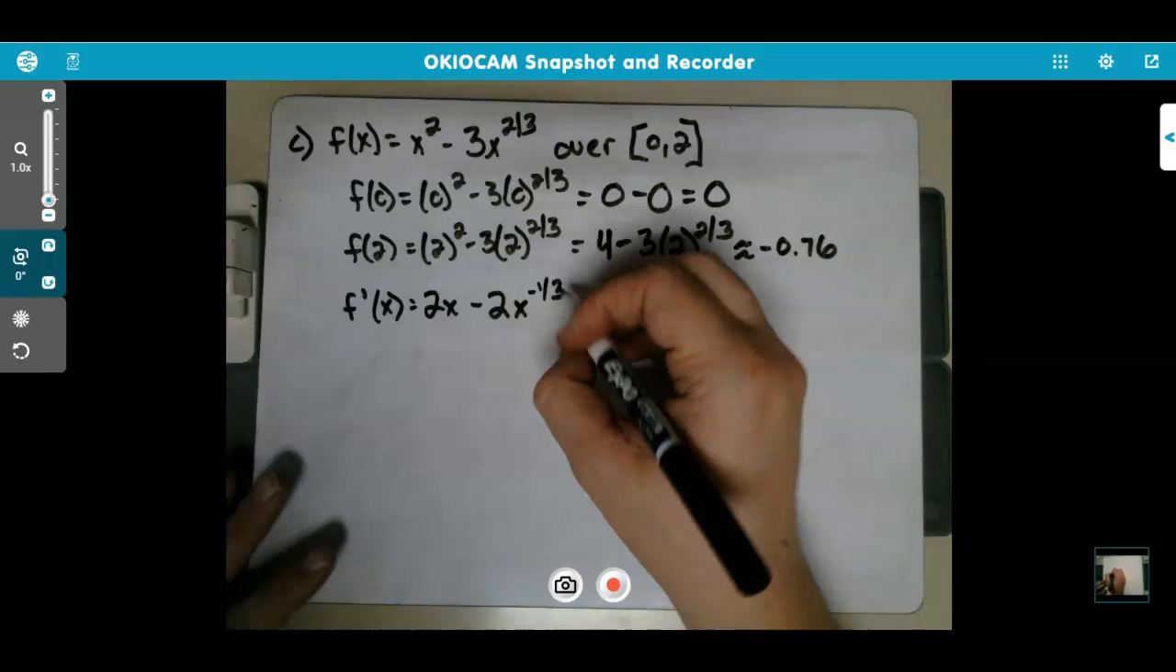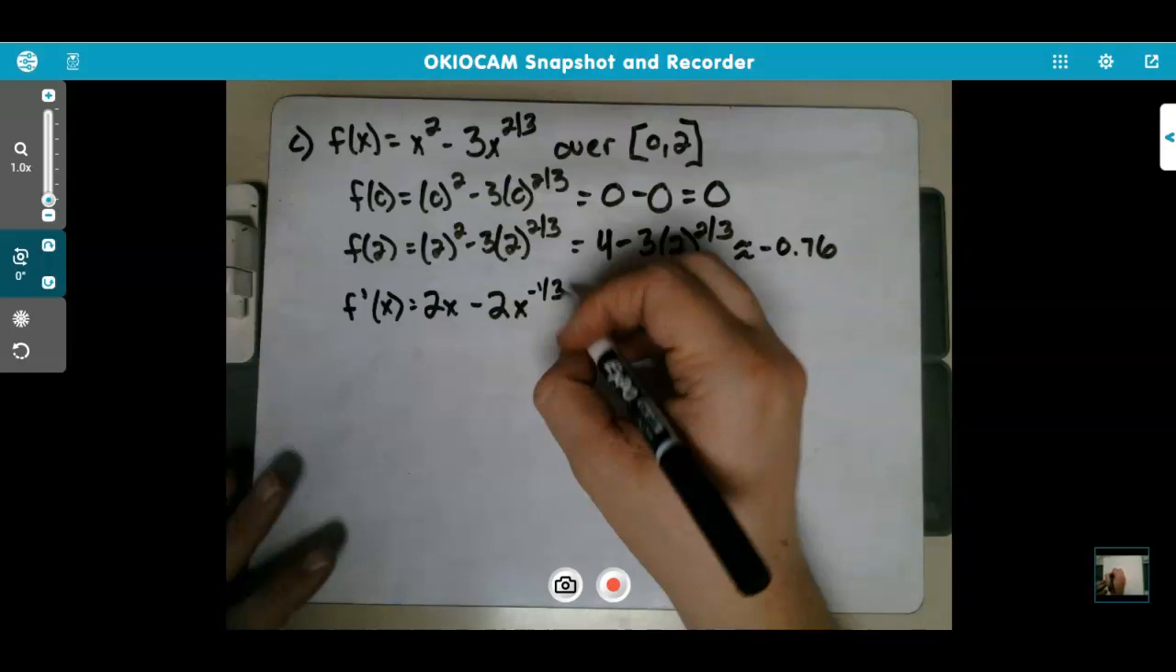So, set that equal to 0, we can add 2 over x to the 1/3 on both sides. So 2x equals 2 over x to the 1/3. We can multiply that by x to the 1/3. So x to the 1/3 times x, that's 1/3 plus 1. So 2x to the 4/3 is equal to 2. Divide by 2, x to the 4/3 is equal to 1. So that must mean x is equal to 1.